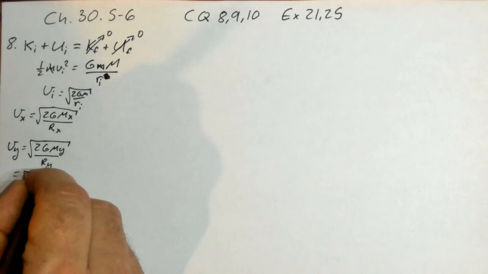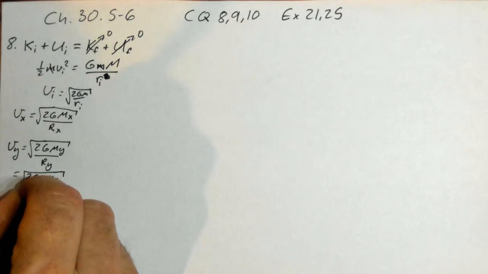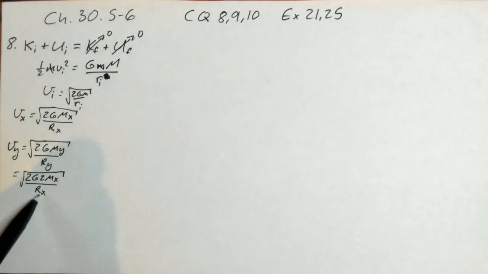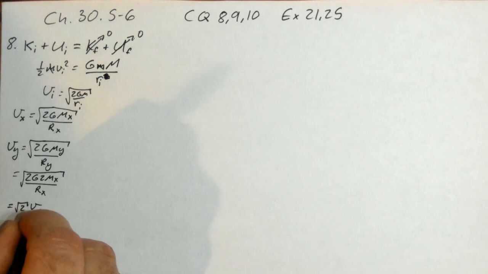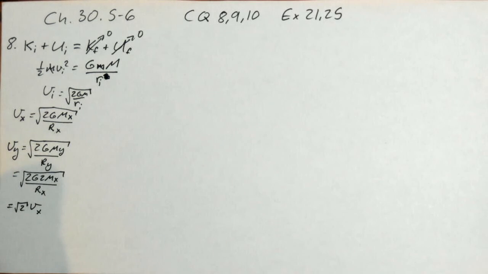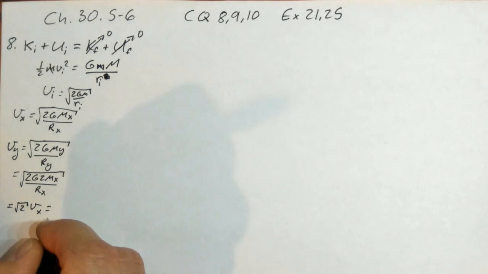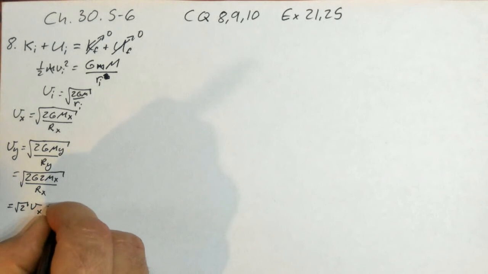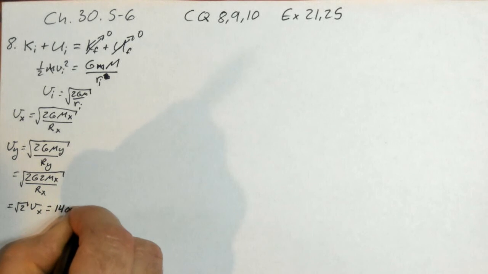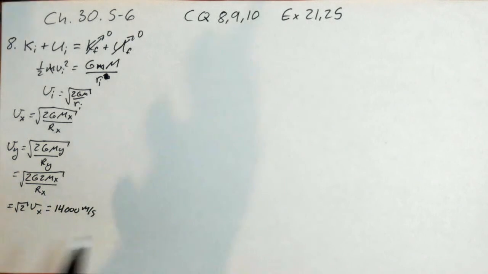2G(2Mx) over Rx. Ry equals Rx, My equals 2Mx. That then just says that this is the same thing as square root of 2 times Vx. Everything else is the same, just pull out a square root of 2. Which, if you just plug in your numbers there, you can end up with 14,000 meters per second. Which is on par, it's a little bit bigger, which we'd expect since the mass is bigger and therefore it's got a stronger gravitational pull.